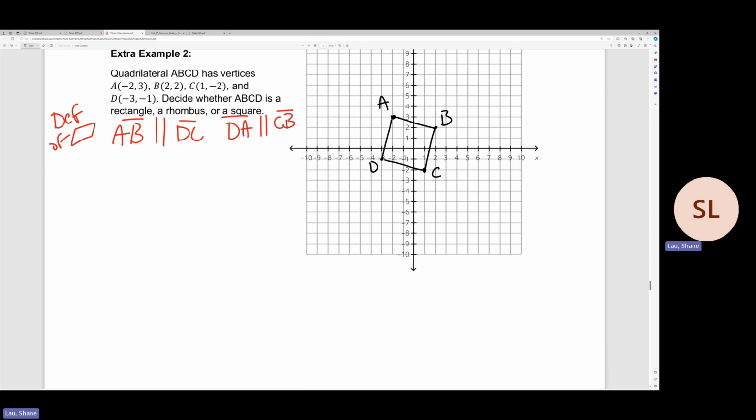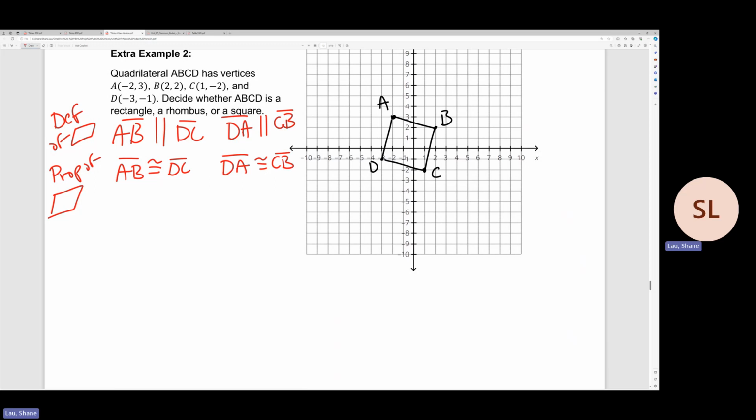We know the properties of a parallelogram. We know that the opposite sides are going to be congruent and the opposite angles are congruent. So not only are AB and DC parallel to each other, but they're also going to be congruent, which in turn, of course, means that they're going to be equal. Same thing with DA and CB.